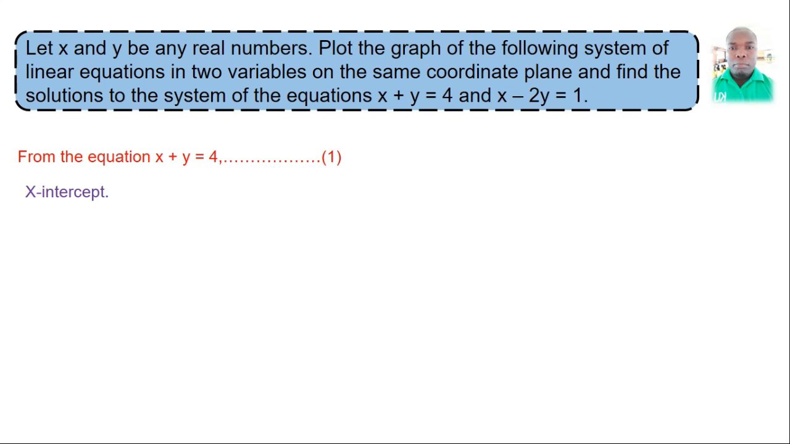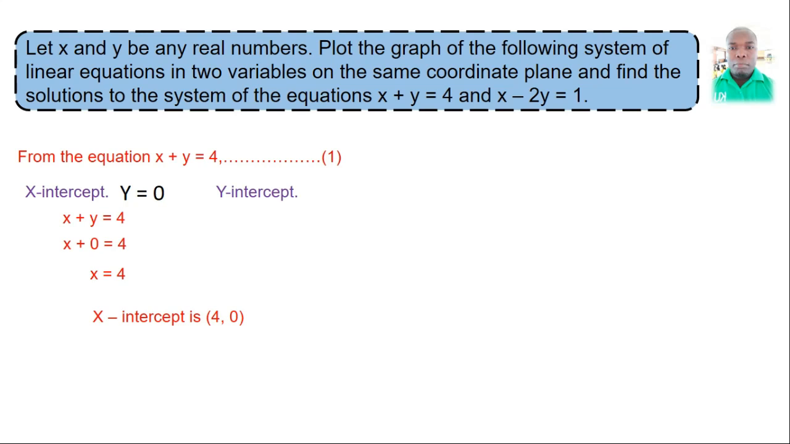X-intercept implies that y equals 0. So in the equation x plus y equals 4, we will write 0 instead of y. This means that we have x plus 0 equals 4, and therefore x is 4. So the x-intercept is (4, 0). Let's get the y-intercept.